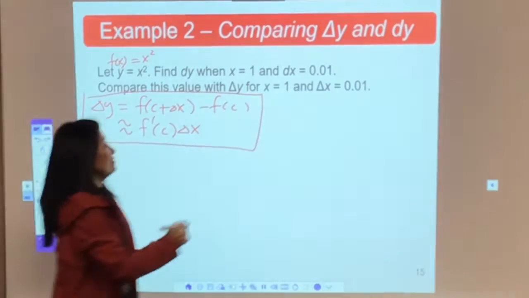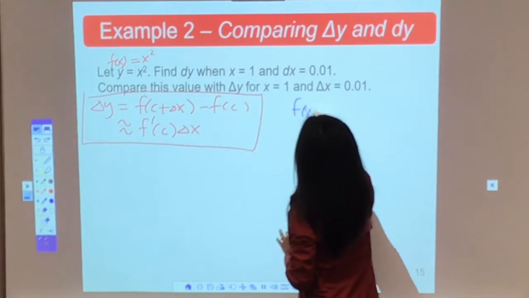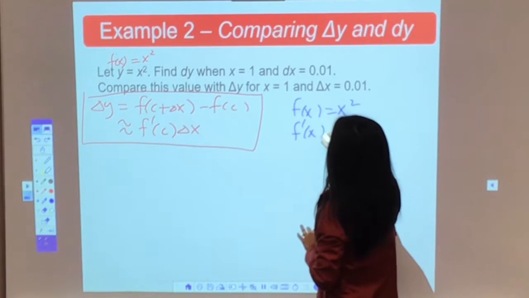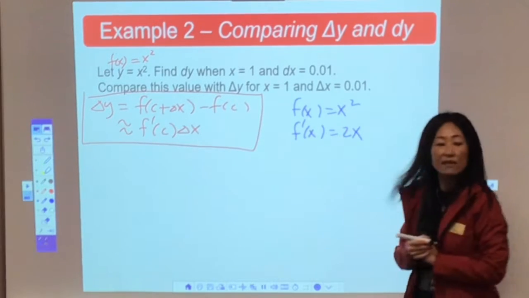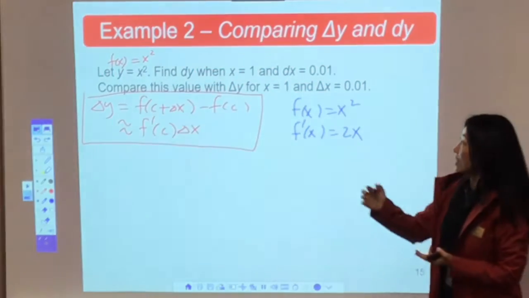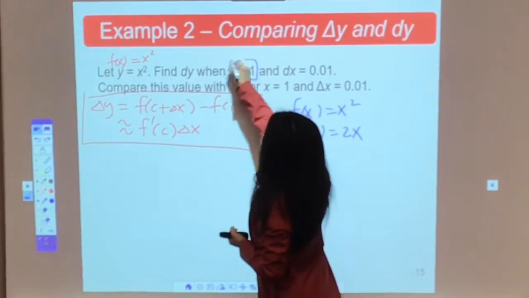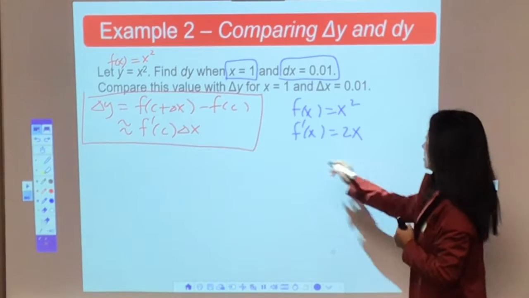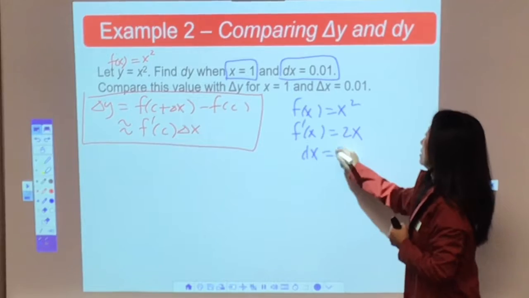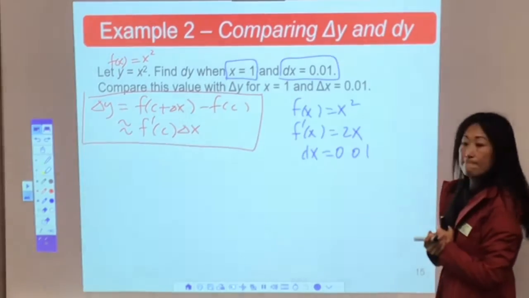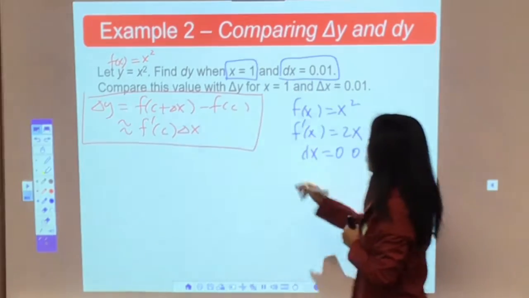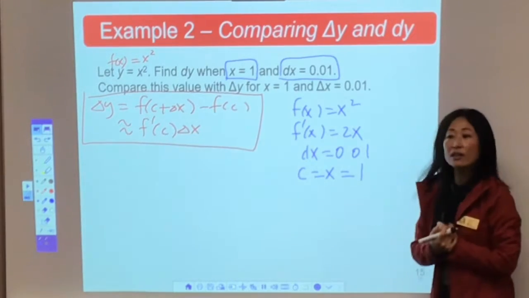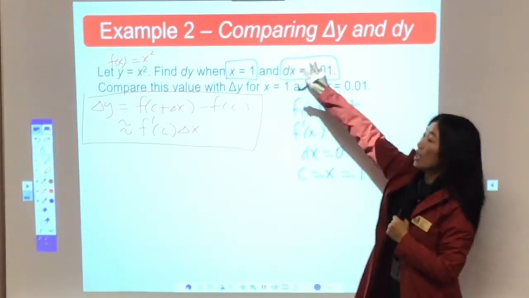All right, I'm going to write down everything you're supposed to know. My f of x is x squared. F prime of x is equal to what? 2x. Does everybody agree? What else did they give me? They told me to start with this number, and they want to use dx to be 0.01. The starting value, in other words c, is 1. I'm just using whatever they gave me.